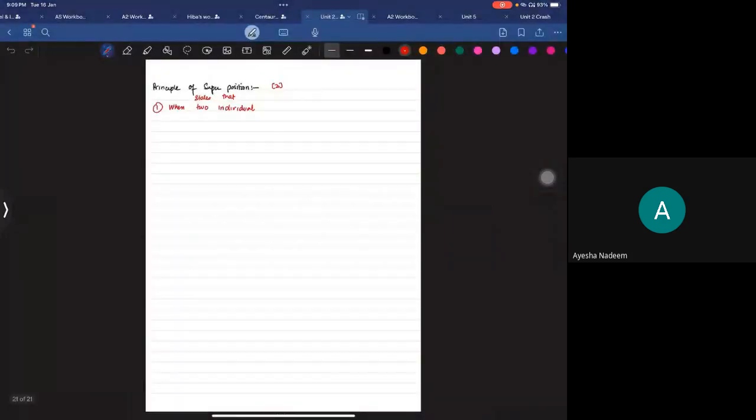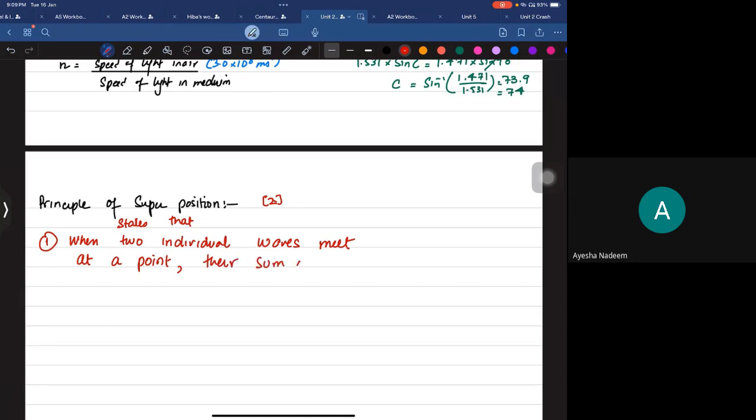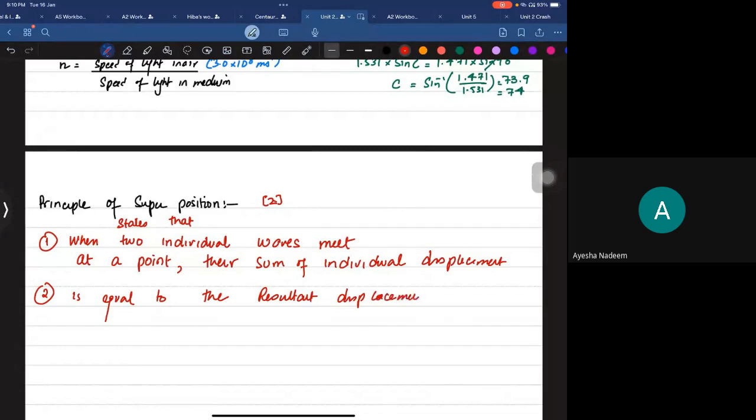Yes. Okay. When two individual waves meet at a point, their sum of individual displacements is equal to the resultant displacement of a wave formed at that point.